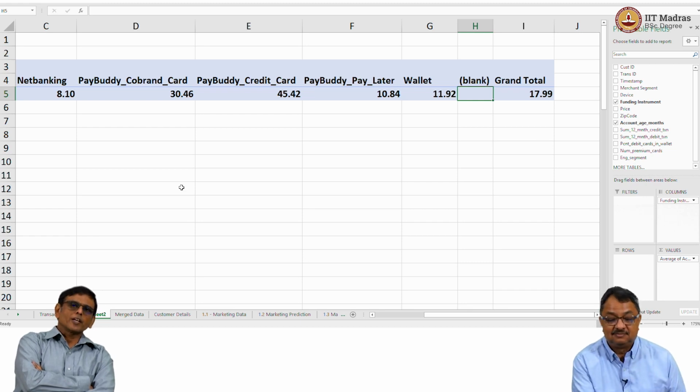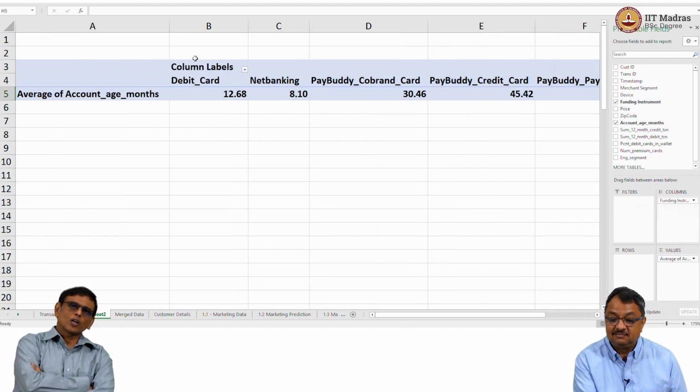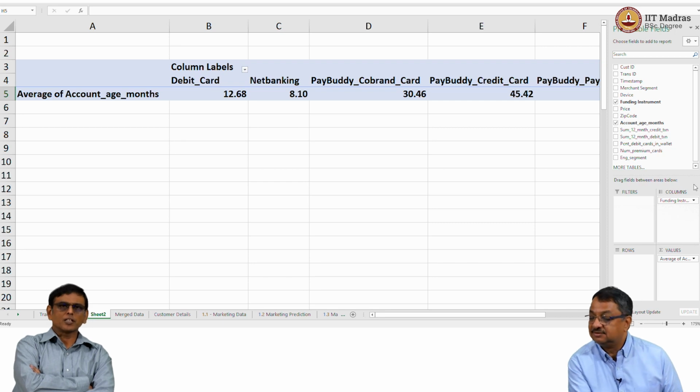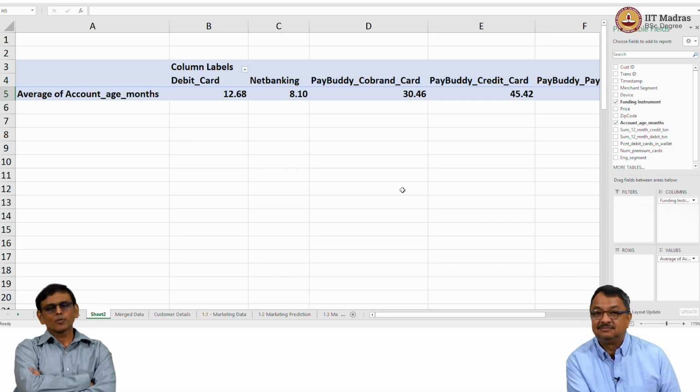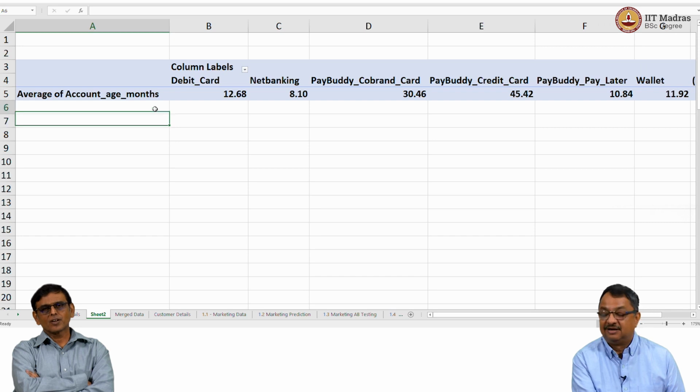So what it looks like is that people who have been with us for a longer number of months are using credit cards. Correct. Smaller number of months are using net banking. Correct. And or debit card.